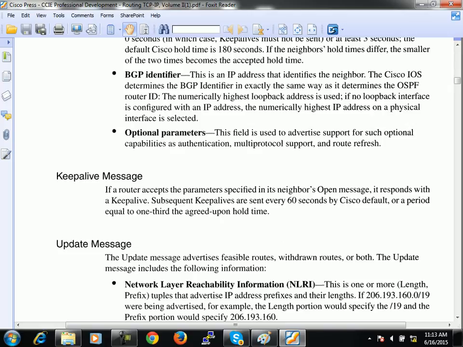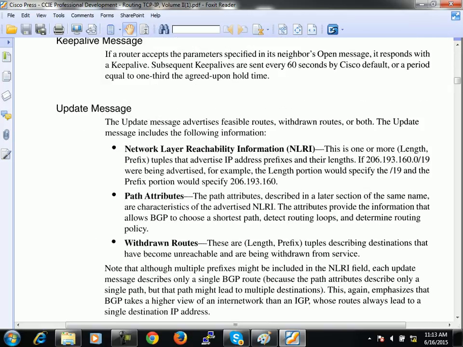Then after that, keepalive is there. If your router accepts the parameters specified in its neighbor's open message, it responds with a keepalive. Subsequent keepalives are sent every 60 seconds in Cisco by default, or a period equal to 1/3 of the agreed upon hold down timer. So if the hold down timer is negotiated as 210 seconds, then by default keepalive will become 70 seconds. However, you can modify it manually by using commands, right?